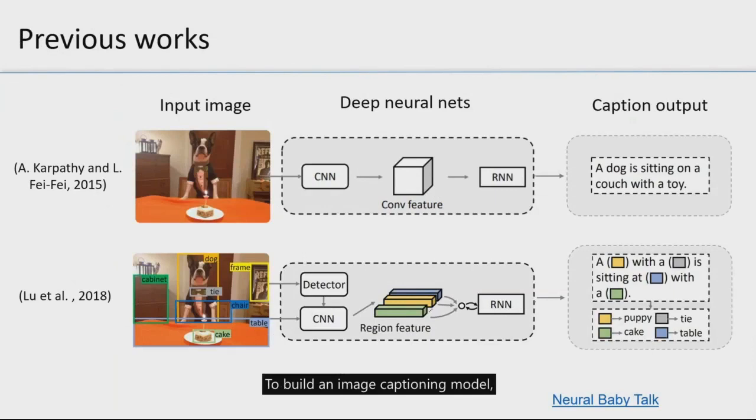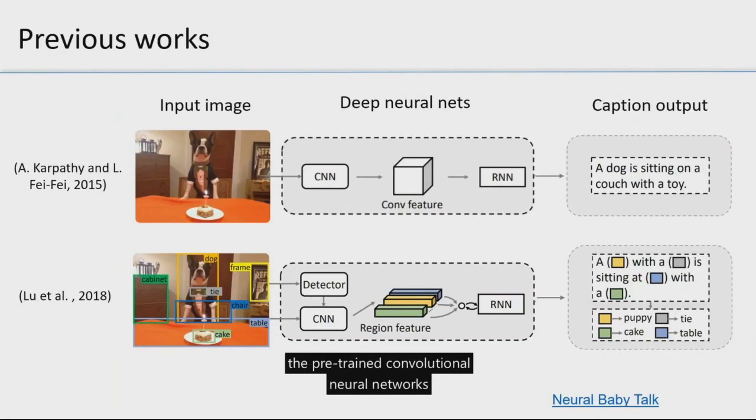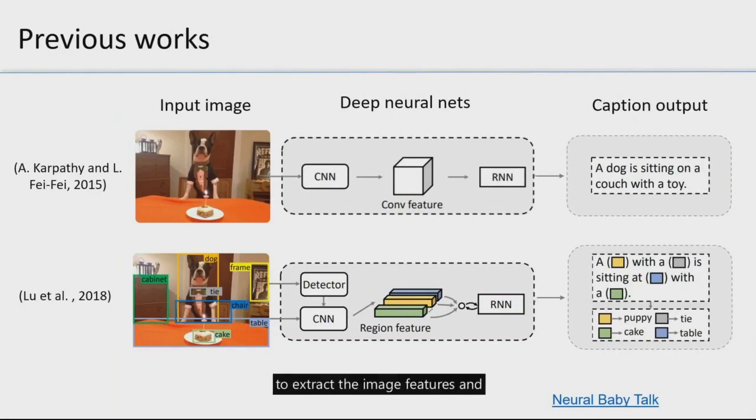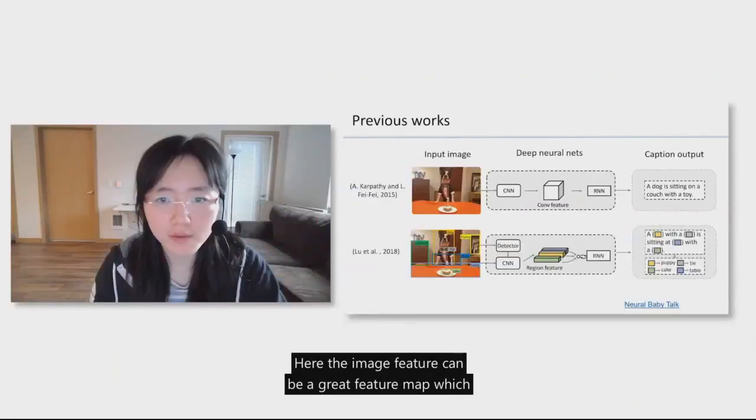To build an image captioning model, previous works proposed to use the pre-trained convolutional neural networks to extract image features and then use recurrent neural networks to process the image features and generate a sequence of words one by one in the autoregressive manner. Here, the image feature can be a grid feature map, which is usually the last layer feature output of a ResNet model.